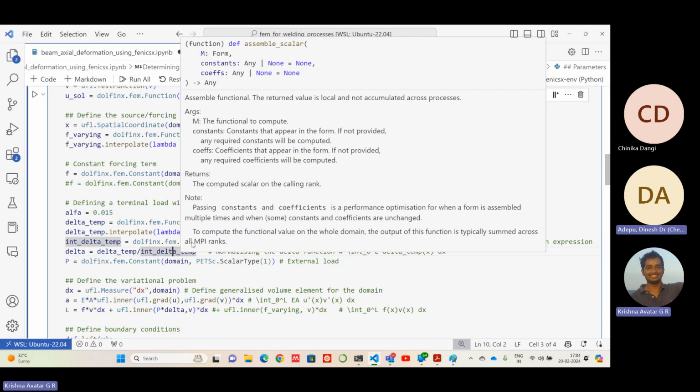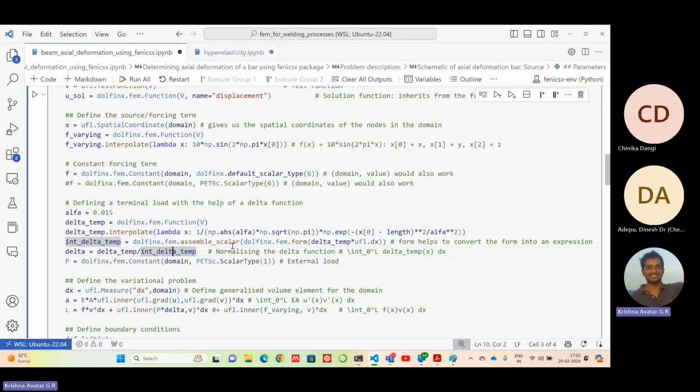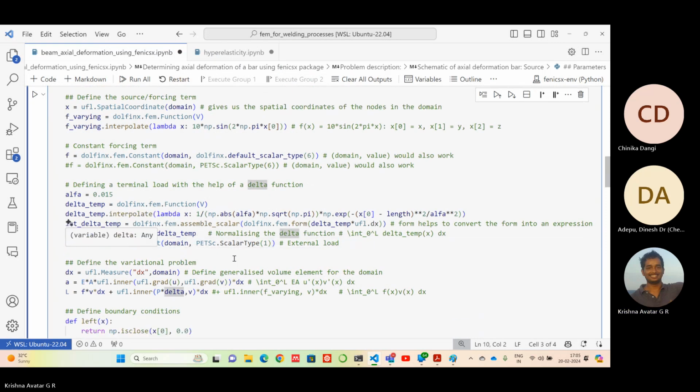As per the documentation, it is used to assemble a functional. The return value is local and not accumulated across processes. Right now that's beyond the scope of our lecture, so I won't be discussing what is accumulated across processes or return value is local. We'll just keep it at that. It just gives us a value, and this is our delta function.